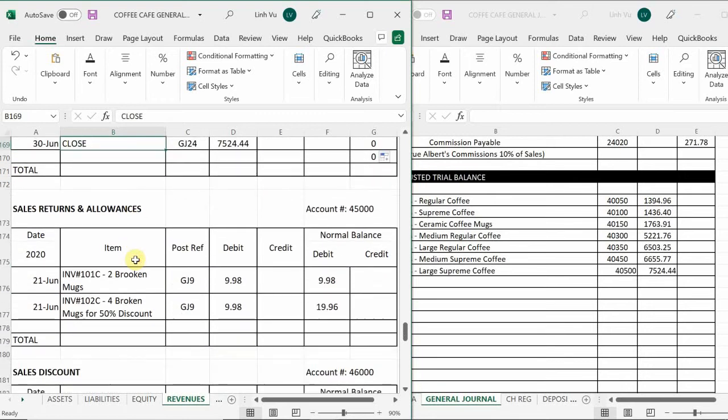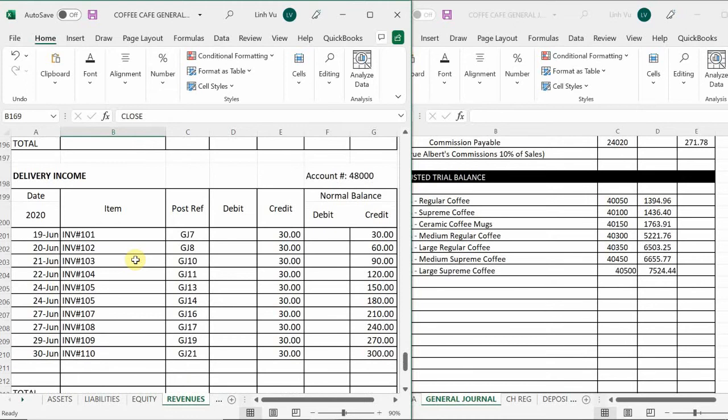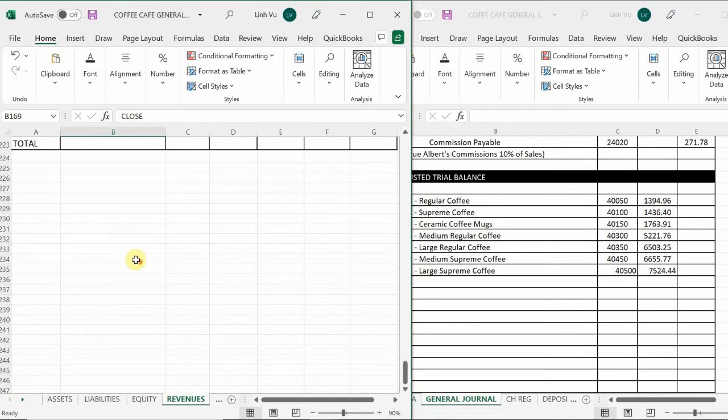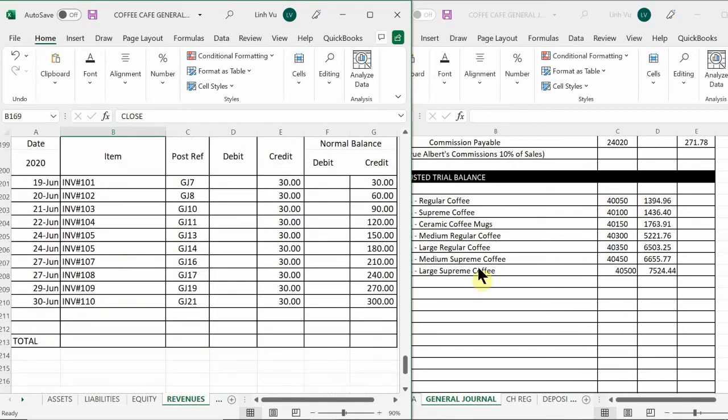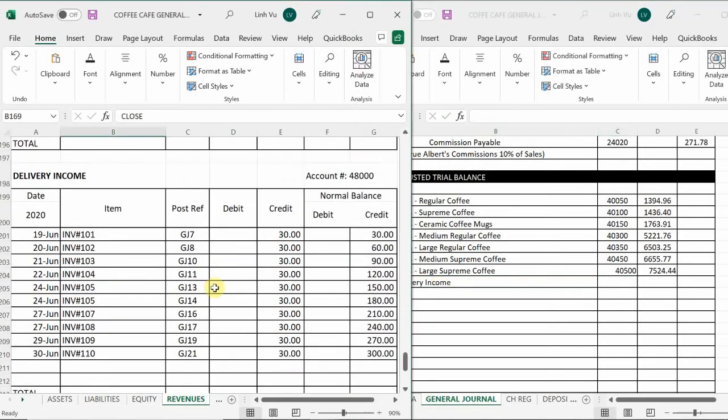Then we have sales returns and allowances. Since this is a debit balance, we have to credit this one. We're going to skip over this one real quick, along with sales discount. We have delivery income and interest income, nothing. So delivery income first, for $300.